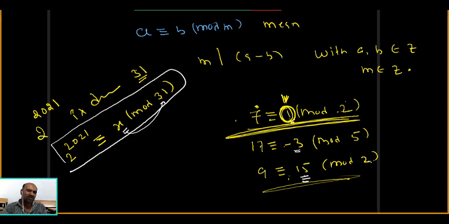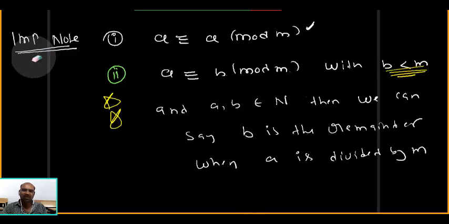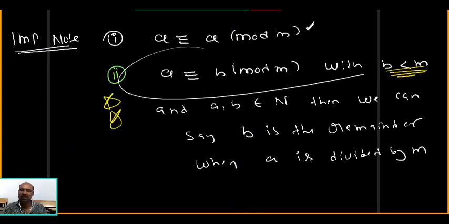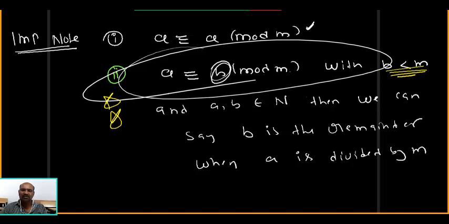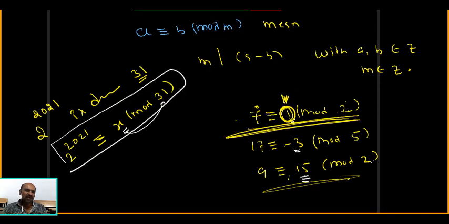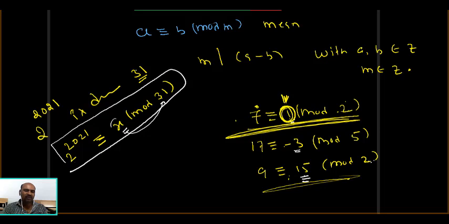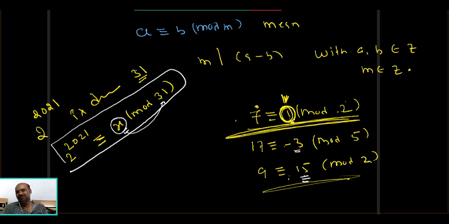What is my question? Let x be the remainder. According to this notation, what I can say is that you want to find such b. So I took b as x. So it is enough to find x so that 2 power 2021 is congruent to x modulo 31. How to find x, we will discuss later.